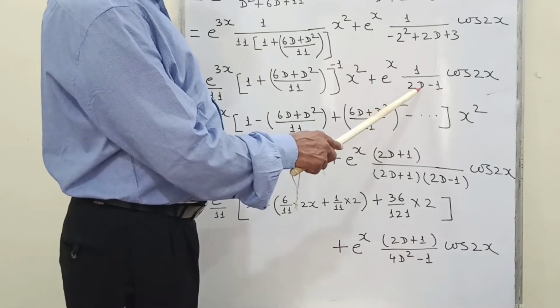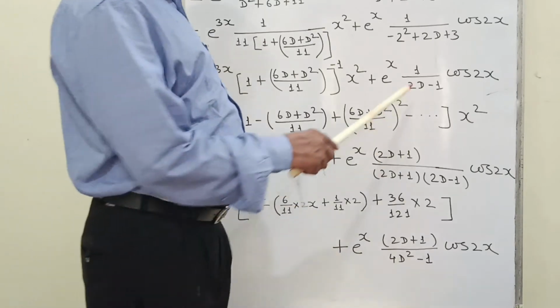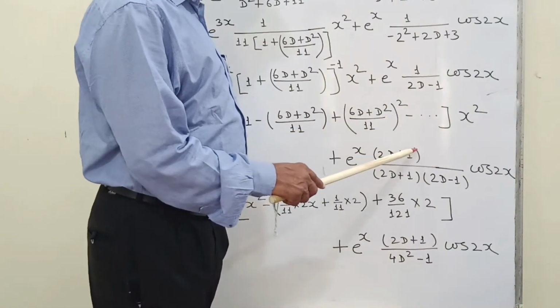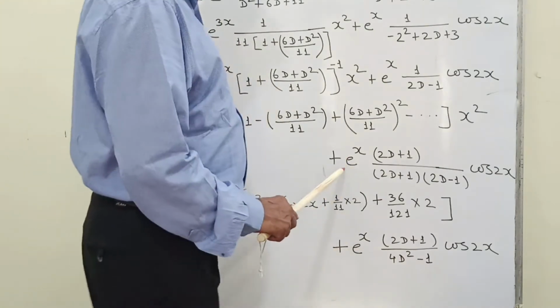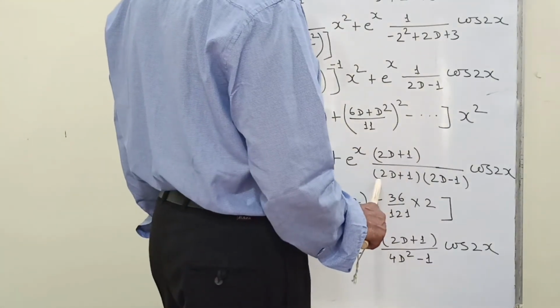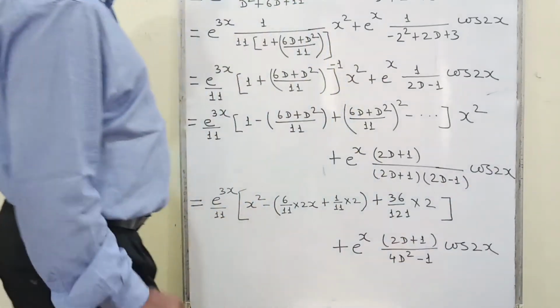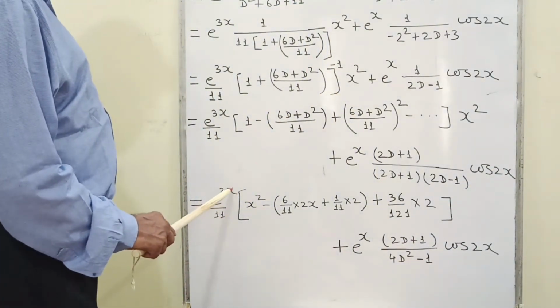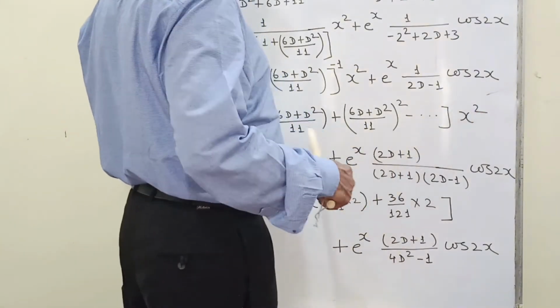So here we want D² in the denominator. That's why we rationalize this: multiplying by 2D + 1 and dividing by 2D + 1. So e^x (2D + 1)/((2D + 1)(2D − 1)) cos 2x, which is equal to e^(3x)/11. Now operate on x², each and every term.